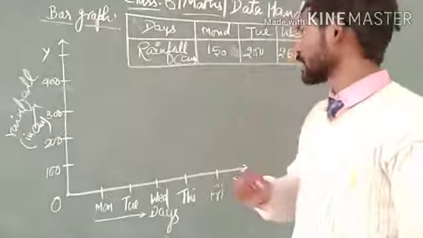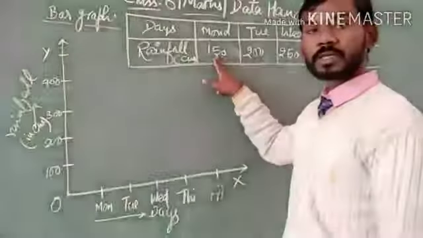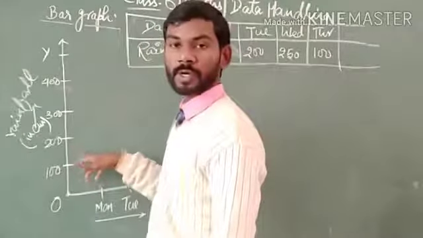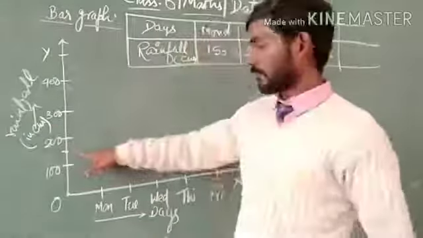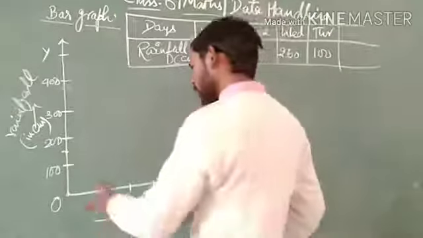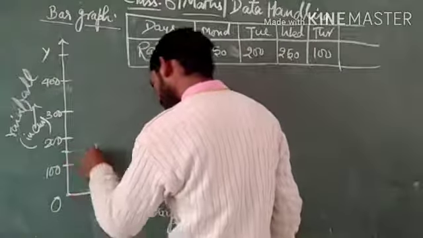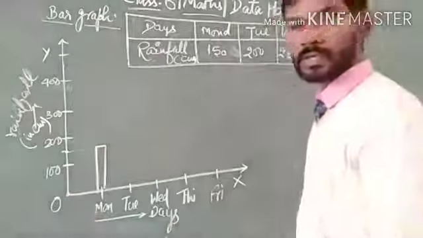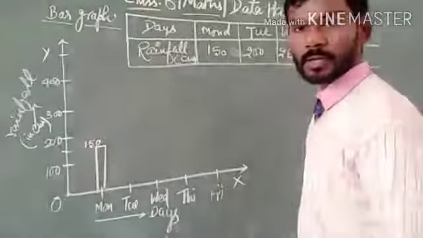So from the question we can see that on the day of Monday, the rainfall is 150 centimeter. So here we can see that 150 will lie between 100 to 200, and it will be its midpoint. This midpoint will represent 150 centimeter rainfall on the day of Monday. Therefore, on the day of Monday, we shall draw a bar like this. Okay, and this will represent the rainfall of 150 centimeter.